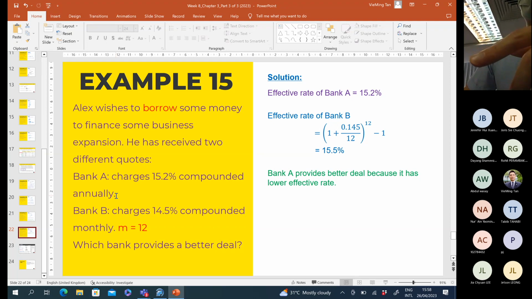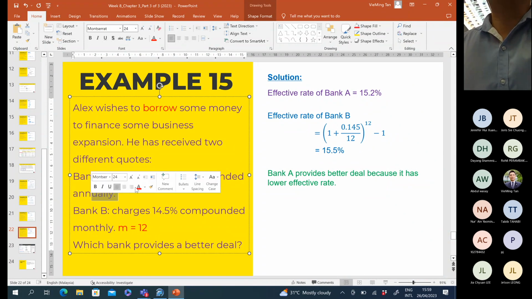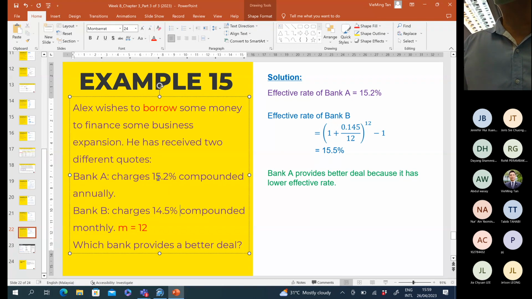Okay. So now the question is asking, which bank provides a better deal for Alex? Alex should choose the lowest effective rate, right? Because this can help to minimize the cost of borrowing. So let's choose the deal with the lowest effective rate. Let's calculate first. The effective rate for Bank A is how much? 15.2%. How do we know? Because for Bank A, the interest rate is compound annually, M is equal to 1. So 15.2% is the effective rate.